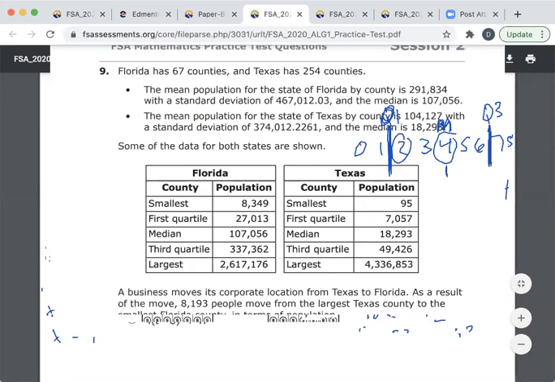Okay, so a business moves its corporate location from Texas to Florida, and over 8,000 people move from the largest. So we're subtracting our 8,000 number from here. So this is getting smaller. And they're moving to the smallest Florida county. So we're adding the 8,000 whatever here. So this is getting bigger, okay? And it says select all, so more than one answer, select all the population statistics that will be affected by this population change.